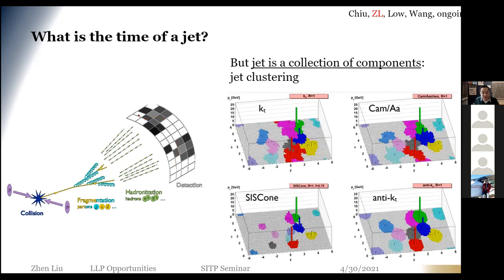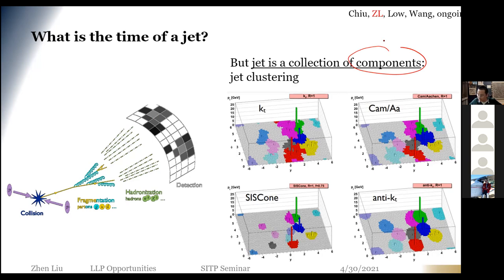Let's recall the activity of jet definition. A jet is a collection of its components who have a spatial spread and a momentum spread and a time spread as well. There's a huge debate, and deep development in the past 10, 20 years, about what's the proper definition of a jet and what's the best clustering algorithm that maintains IR safety and also calculability.